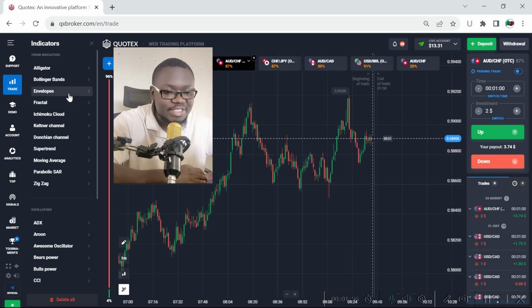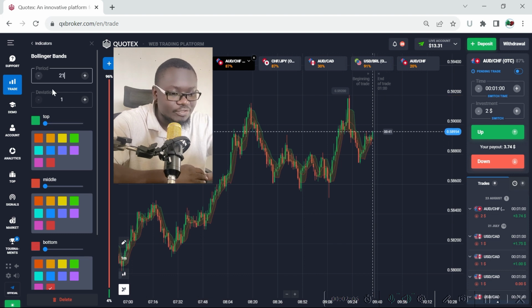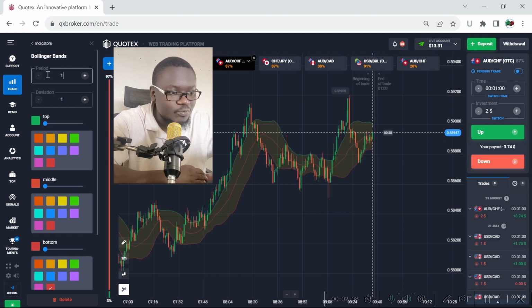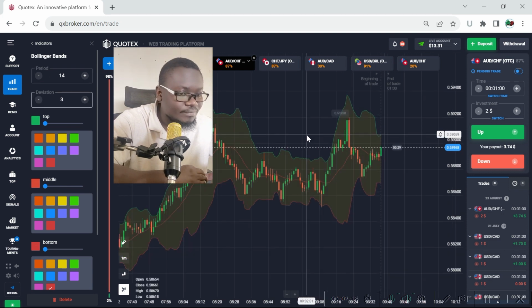So the first thing that we need to do is to click on this indicator tab. Once we click on that, we click on Bollinger bands. The Bollinger bands, we will change to period 21. Let's do period 14. And the deviation we do 3.